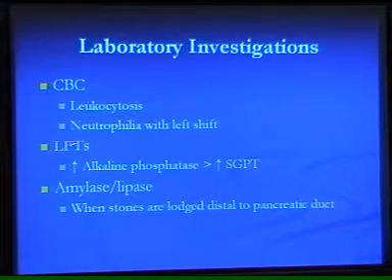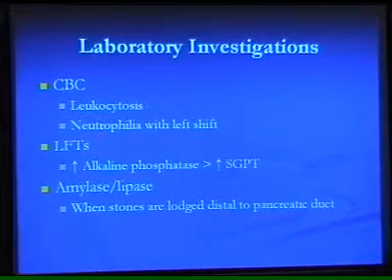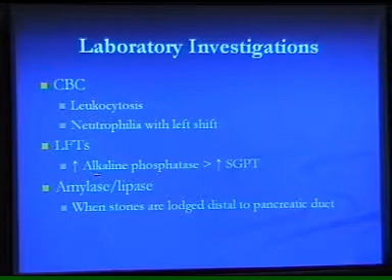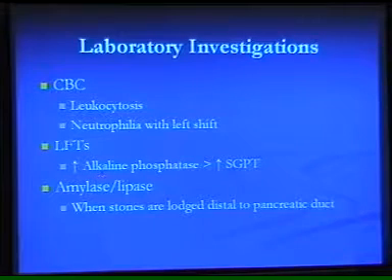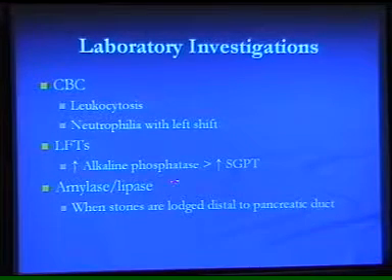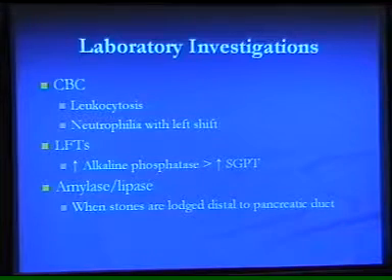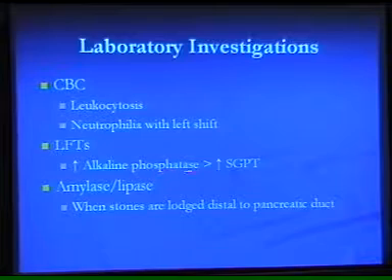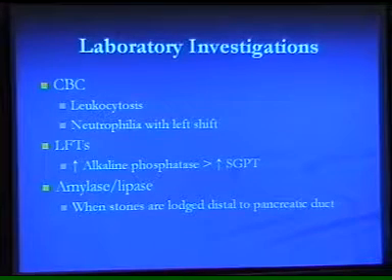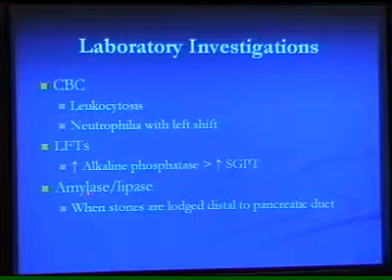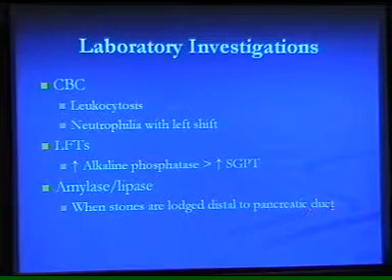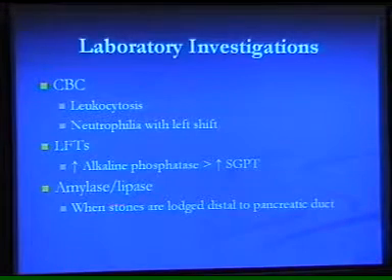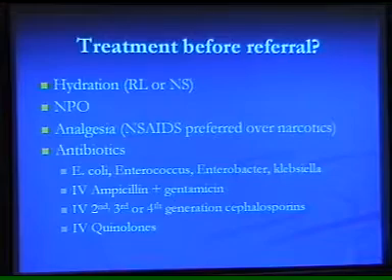So the other things you can do is LFTs, and because the pathogenesis of acute cholecystitis is impaction of the stone and the back pressure, alkaline phosphatase is raised more than the SGPT. So it is more like an obstructive picture than the hepatic picture. And if the stone is impacted distal to the pancreatic duct, then the patient will also be having acute pancreatitis, and you will get a raise in the amylase and lipase levels.